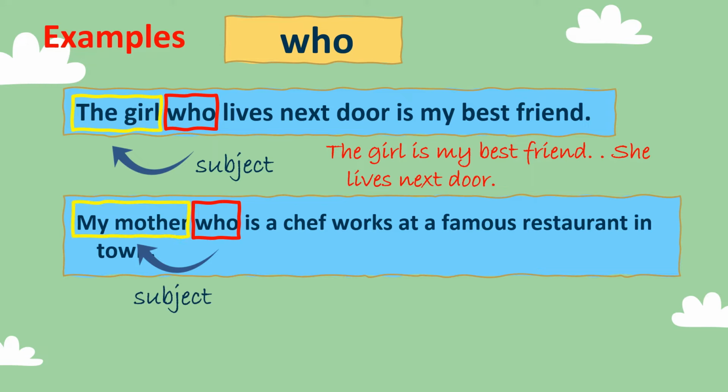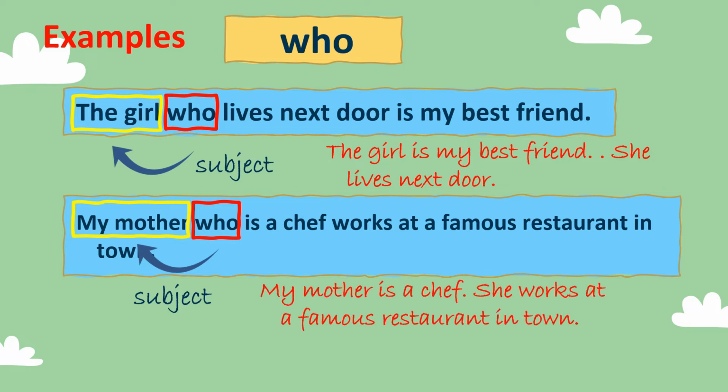And you can also restructure the sentence like this. My mother is a chef. She works at a famous restaurant in town. So, can you see that we use the subject pronoun she when we replace the relative pronoun who. So, if you can replace the relative pronoun with the subject pronoun she, that is why you use the subject relative pronoun, which is who.